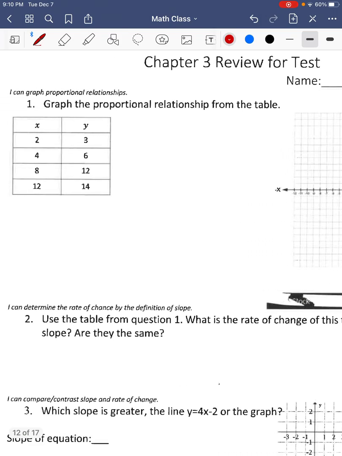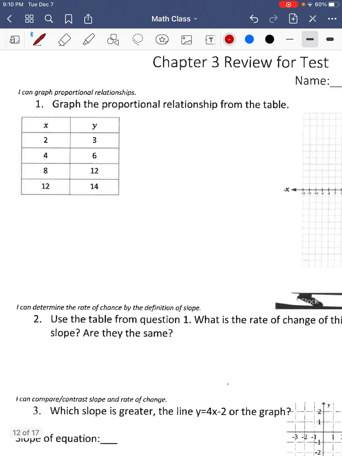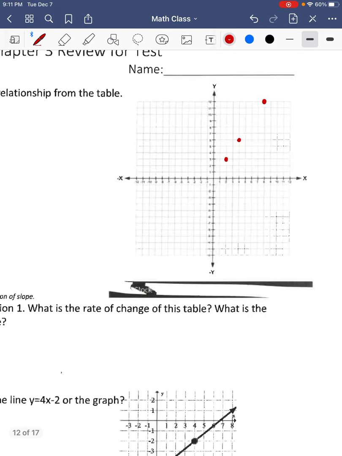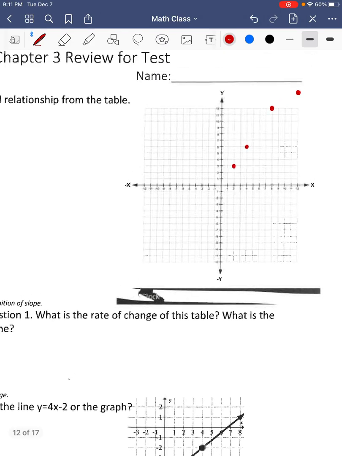Our next coordinate is 4, 6. That means you're going to go over to 4, up to 6. Make a point. The next point is 8, 12. Count over 8 and up to 12 and make a point. And then it looks like our last point, 12, 14, is actually going to go off our graph. That's okay. We're going to go over to 12, up to where we think about 14 is, which is probably like right there, and we're gonna make a point. That is it. You don't have to connect them or anything.